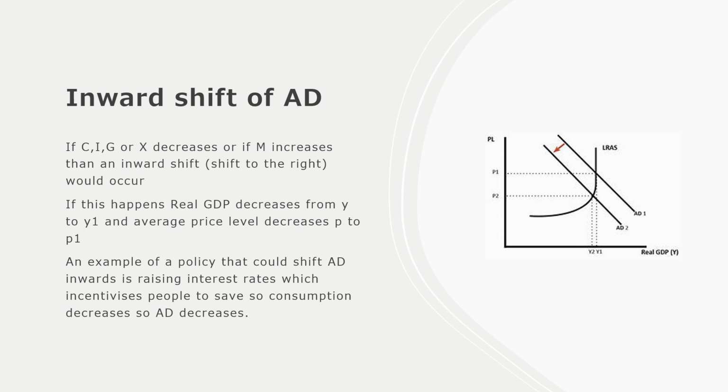And an example of a policy that could shift AD inwards is raising interest rates, which would incentivize people to save, so consumption would fall, so AD would fall.